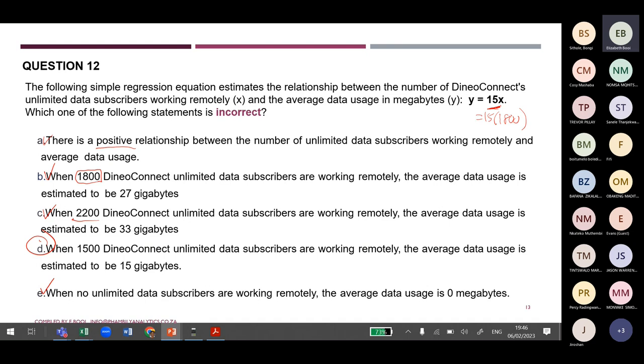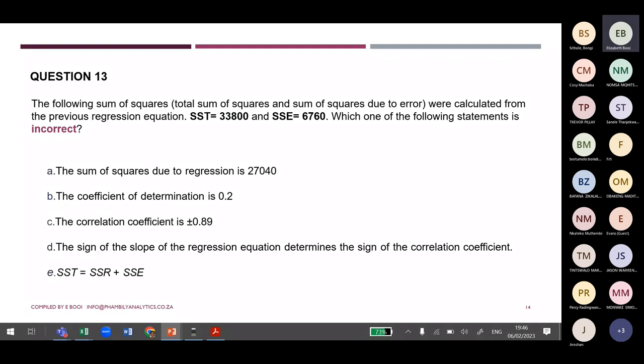And we are almost done. The last question. The following sum of squares total and sum of squares due to error were calculated from the previous regression equation, where the sum of squares total, which is SST, is 33,800, and the sum of squares error, which is SSE, is 6,760. Which one of the following statements is incorrect?